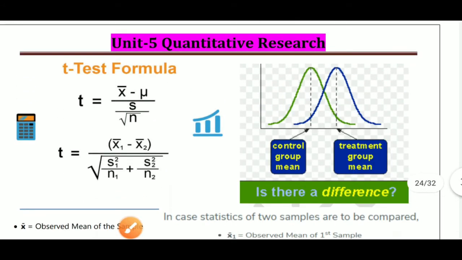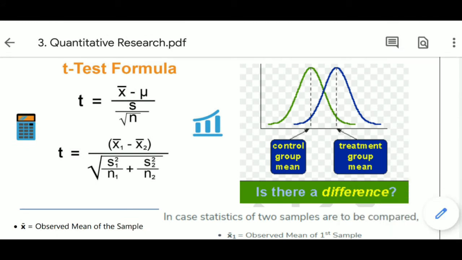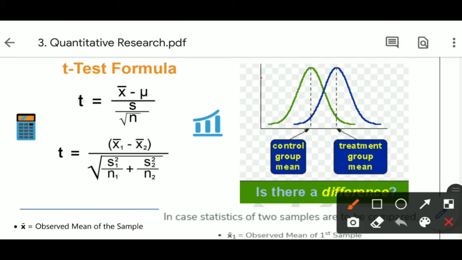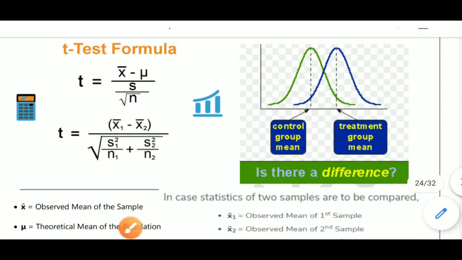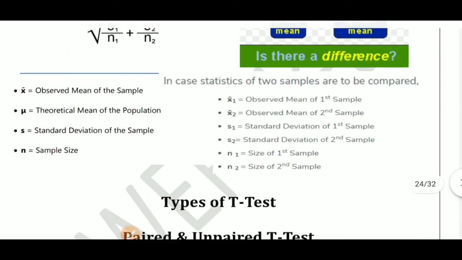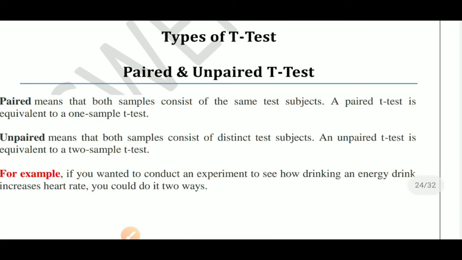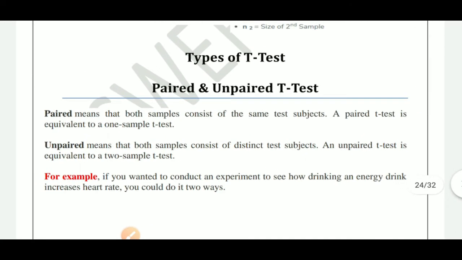And you can see this picture. Is there any difference between the two groups? This is m1 and this is m2, two means, and you want to check whether there is a difference between the two means or not. So you use the t-test when the sample size is less than 30. Now there are two types of t-test. The first is paired and the second is unpaired.